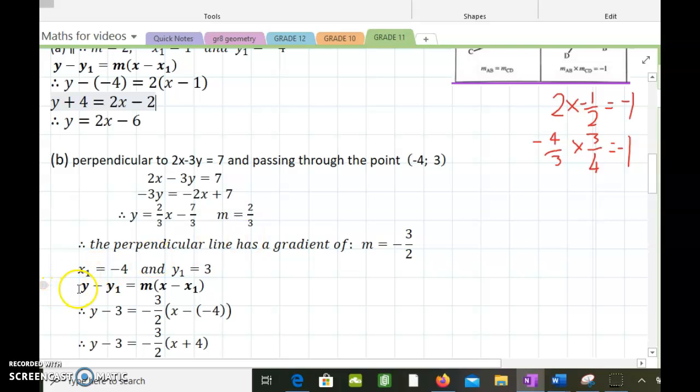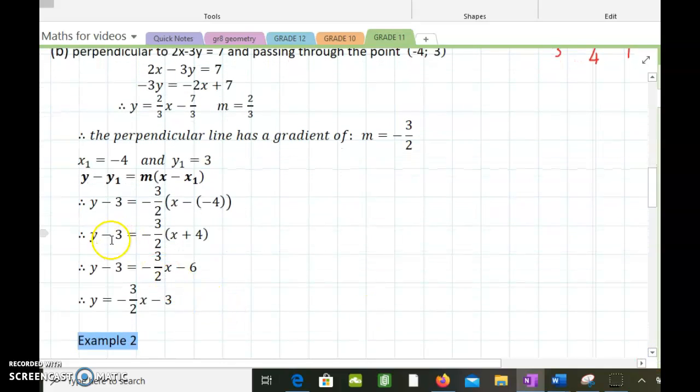So here's the gradient point form of the line, with x1 is minus 4 and y1 is 3. All I do is substitute. y1 is 3, m is minus 3 over 2, and x1 is negative 4. Simplify, and a negative times a negative is a positive.